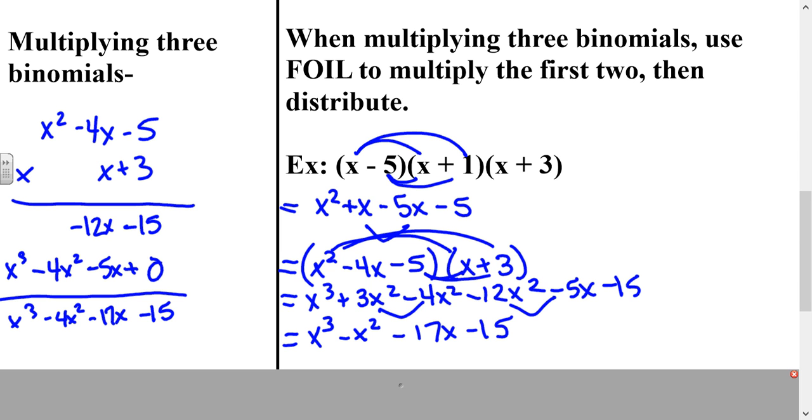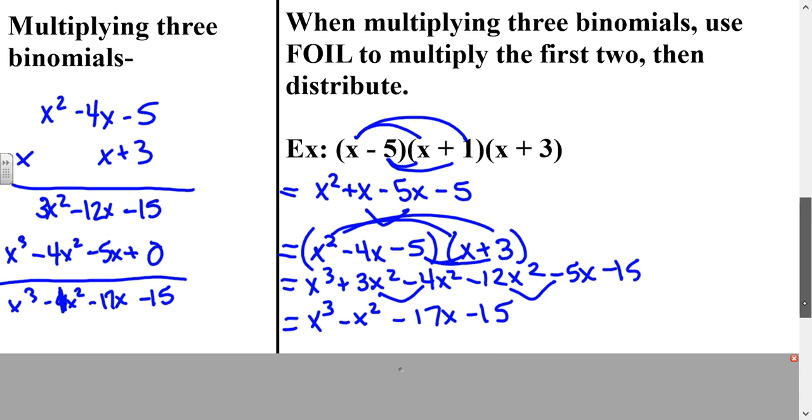Now my answers are different, so I must have done something wrong over here. And I think I found it. I took 3 times negative 5 and I got negative 15. Then I took 3 times negative 4x and I got negative 12x. But I forgot to take 3 times x squared, which would be 3x squared. So then if I add those together, this would actually be negative 1x squared. So then they are the same. So you can see you can use the stacked method or you can use the distributive method. You should come out with the same answer.